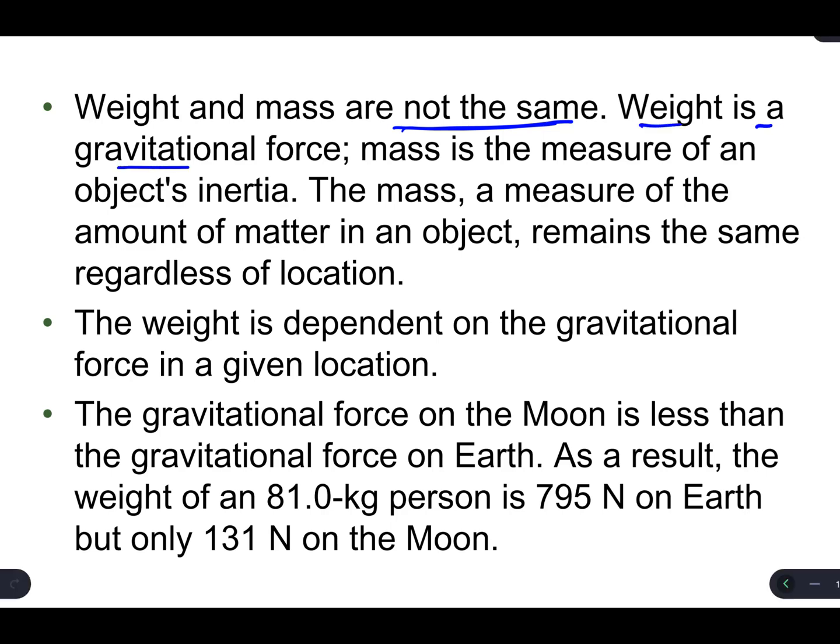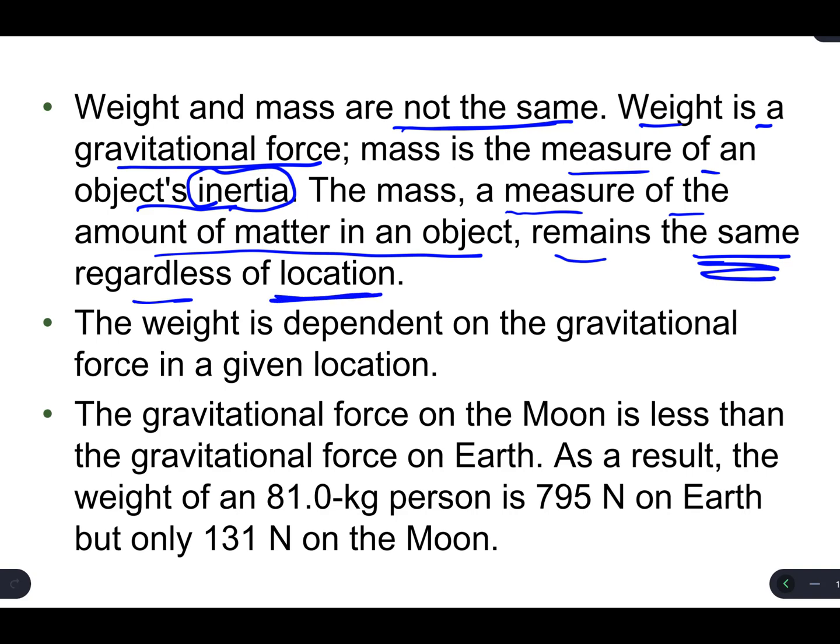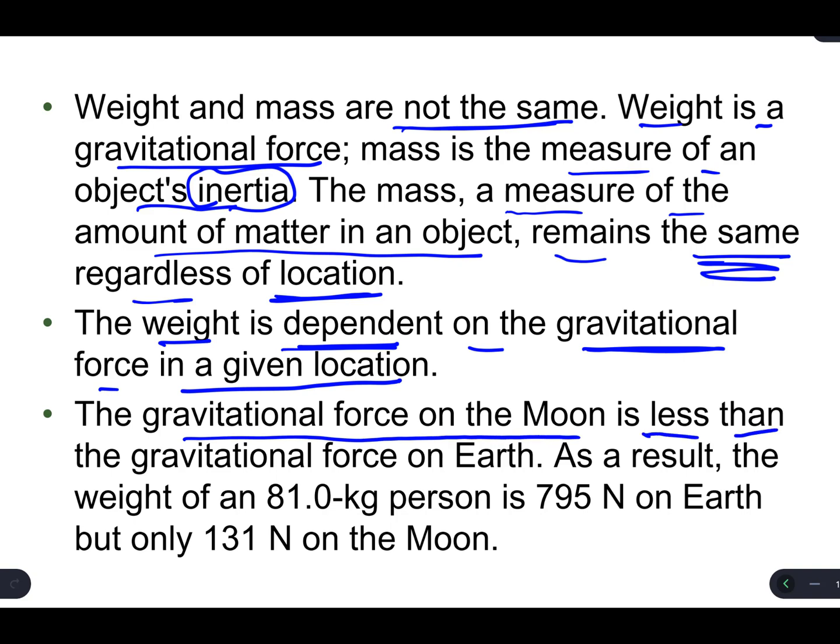Weight is a gravitational force. Mass is a measure of an object's inertia. Do you remember inertia? Tendency of an object to resist any change in its state of motion. The mass is a measure of the amount of matter in an object. It remains the same regardless of location. The weight is dependent on the gravitational force in a given location. The gravitational force on the moon is less than the gravitational force on Earth because the mass of the moon is less than the mass of the Earth.